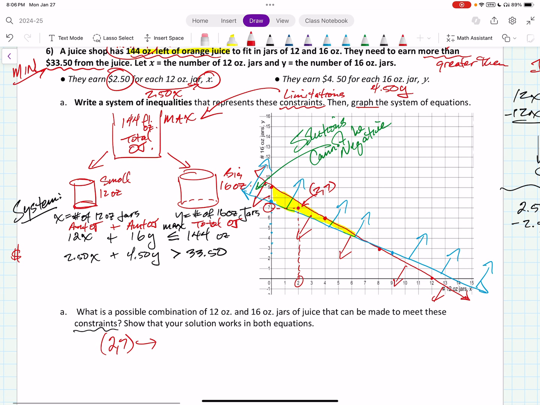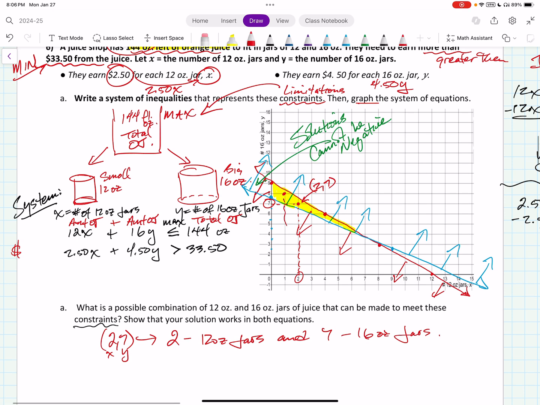Then you go back to the problem and start reading again. At the top of the screen, it says let x represent the number of 12 ounce jars, so I need two 12 ounce jars. And it says y is the number of 16 ounce jars, so I need 7 16 ounce jars. That's one possibility. What's another one? You just pick a point in there. How about this one right here? That's 1 comma 8, so 1 comma 8 is also a solution. There's more than one solution here: one 12 ounce jar and 8 16 ounce jars.